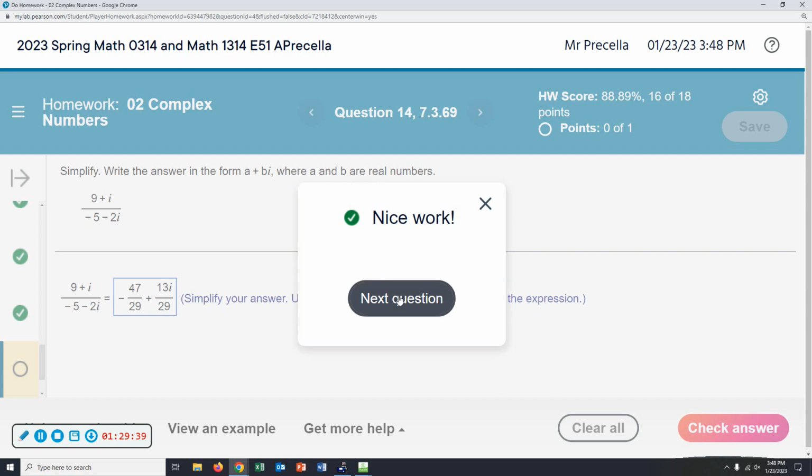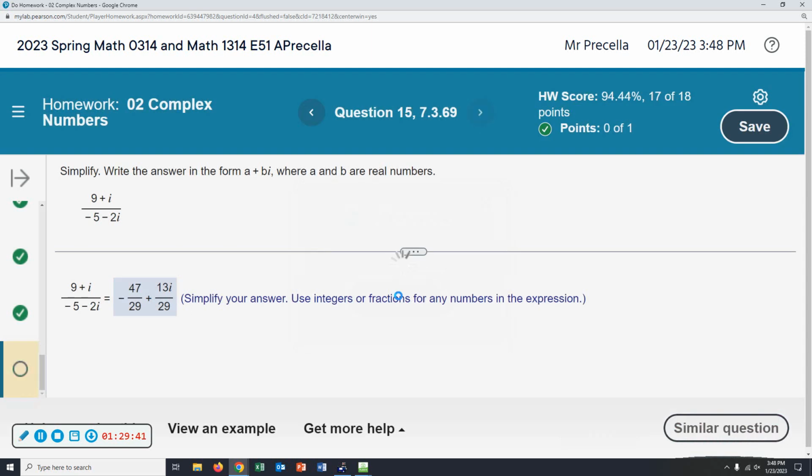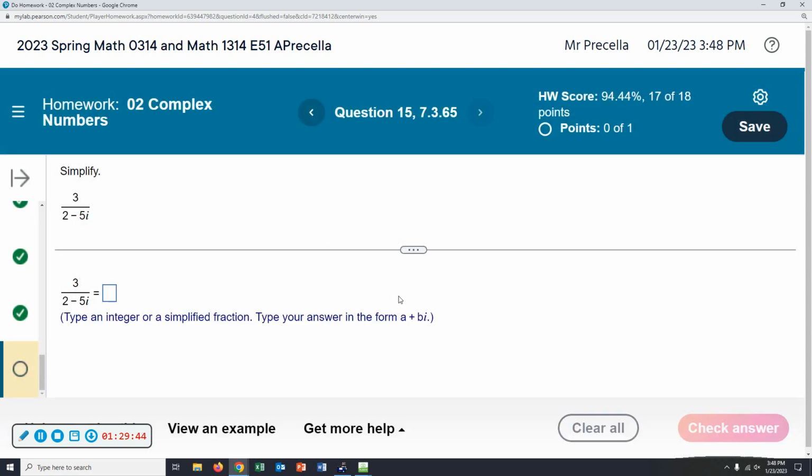Okay. May as well do the last one. It's the last one, so it has to be the hardest one. Isn't that a general rule? That might be a general rule, but I don't think that's true in this case. Every once in a while, but not always. This one's the hardest one. It's just the real number 3 divided by 2 minus 5i.